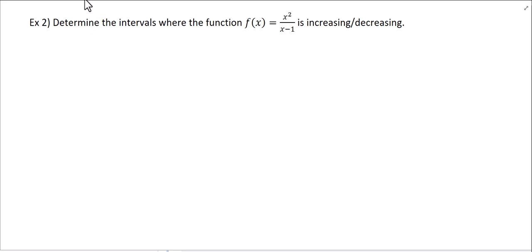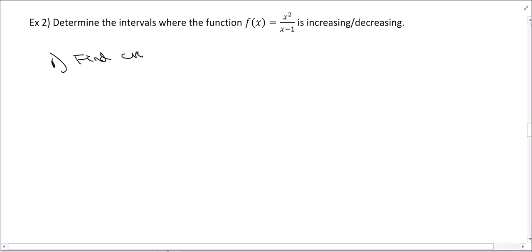So first off, as soon as you see increasing decreasing, that means find the derivative, set it equal to 0, and then go from there. We need to find critical numbers. So the first thing is find critical numbers, and remind yourself, what are critical numbers? That's where the derivative is 0 or undefined.